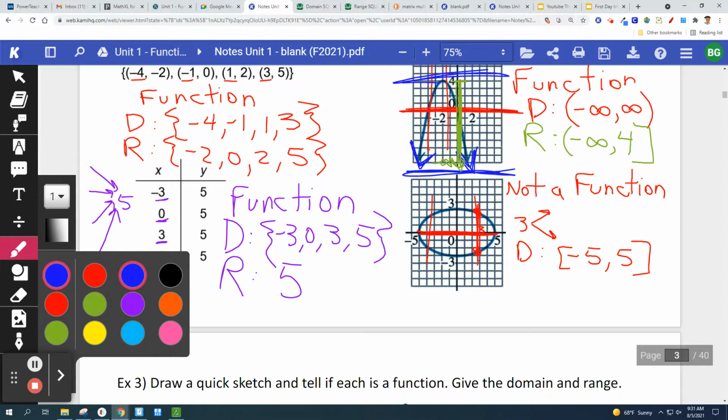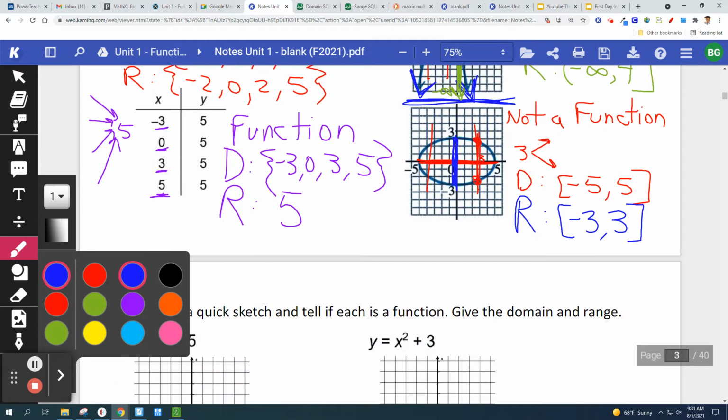If you look at the range, just look at the y numbers that are covered. Again, I visualize squishing it onto the y-axis. It appears that those numbers are going to be in between what and what? -3 and 3. Correct. Including, so bracket. All right, any questions?